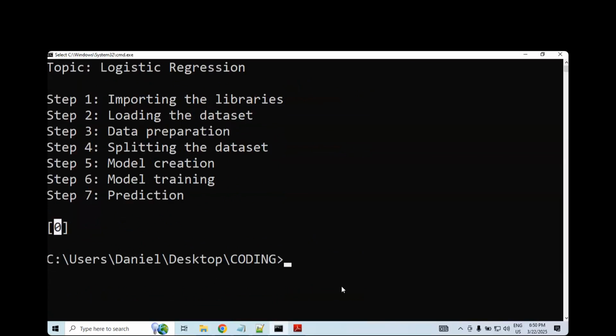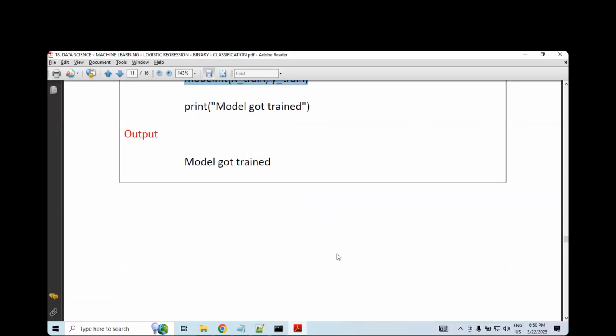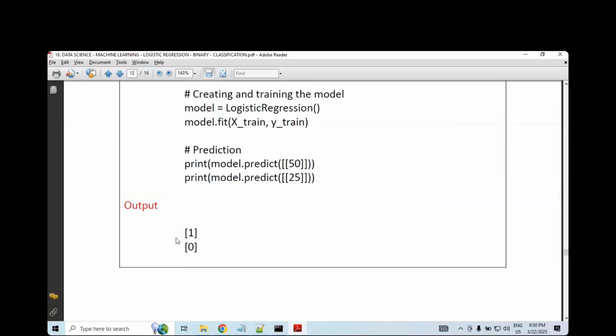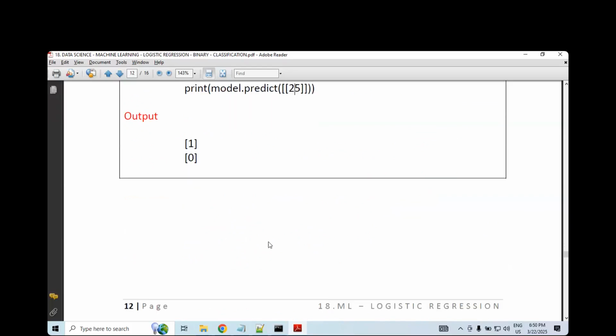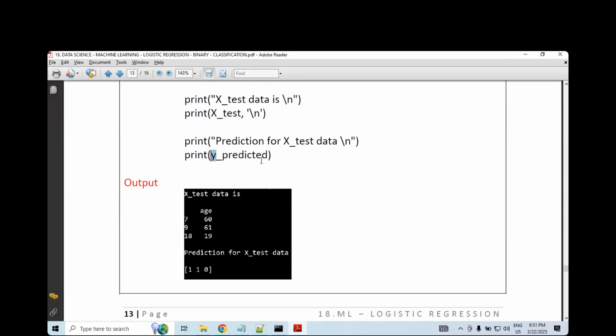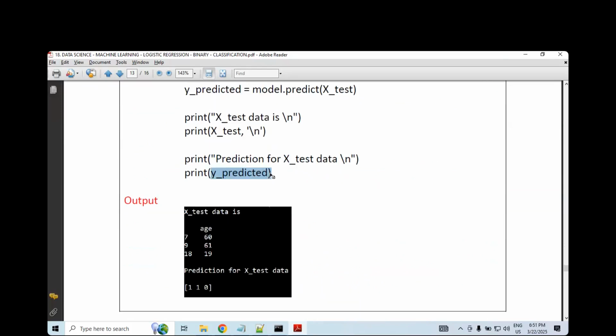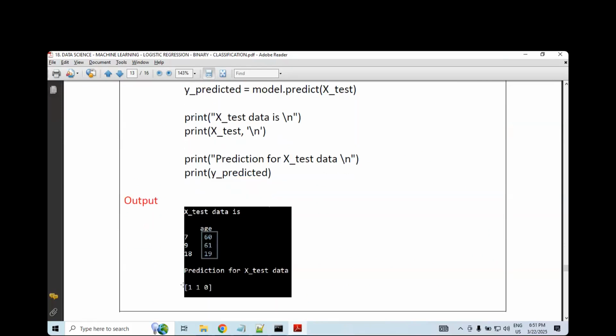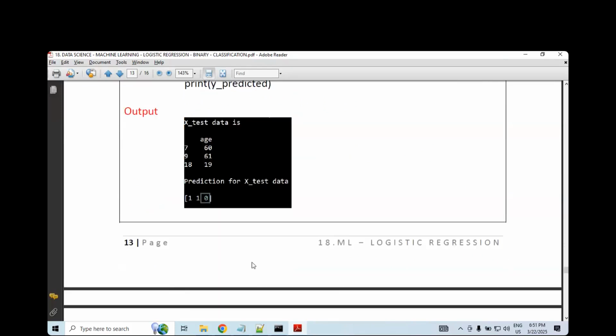Model is doing prediction. We are doing prediction with 50 and 25. 50, 1; 25, 0. Prediction result with what exactly? We are doing y_predicted. We are providing the x_test value here. And this one is the x_test value. 60, 61, 19. Yes, they are going to take it. 19? No, they are not going to take it.